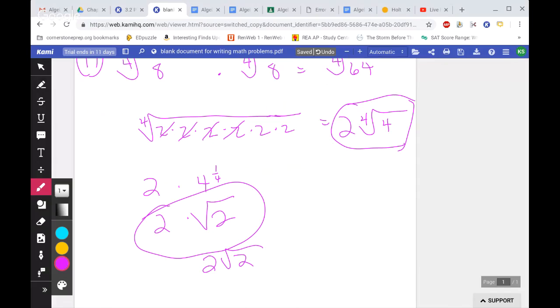So that could possibly show up on an ACT or an SAT. So I feel like you really need to understand that, like to know that this is the equivalent of this.